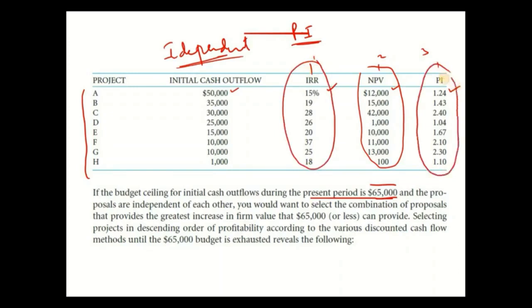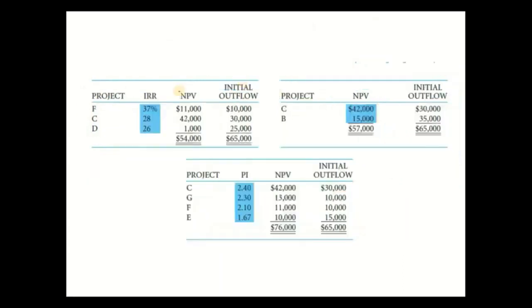We need to see. The purpose is, if we choose the project based on the highest IRR, to increase the total NPV of the portfolio, right? So let's see. Remember our budget is 65,000. Let's say we are selecting the project based on IRR here, then we are selecting the project based on NPV, and here we are selecting the project based on profitability index.